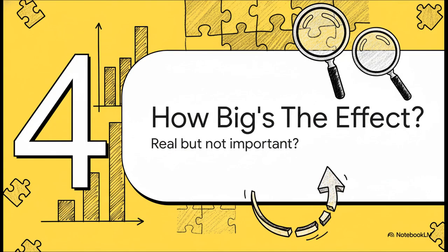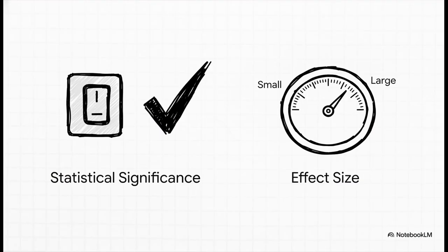All right, so now we know if a difference is real, statistically significant, and not just due to chance. But there is one last crucial piece of the puzzle. Is that difference actually big enough to care about in the real world? And that is exactly what effect size tells you. It's a measure of the magnitude, the practical importance of your finding. See, statistical significance just tells you if there's an effect. Effect size tells you if it's a huge, life-changing effect or a tiny, barely noticeable one.